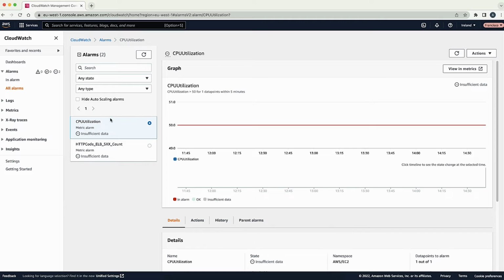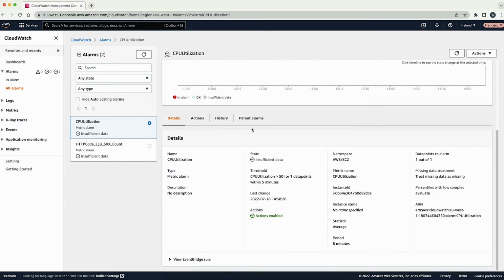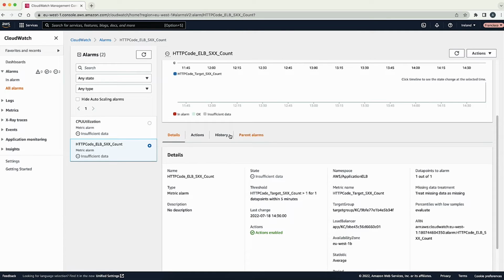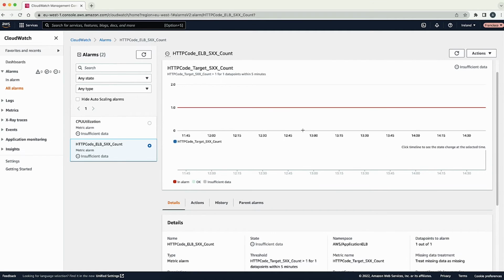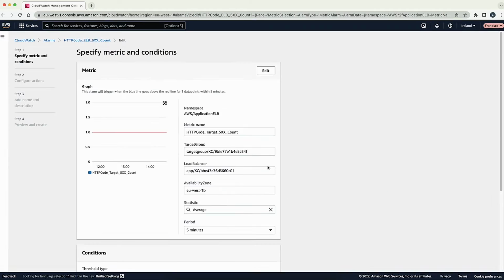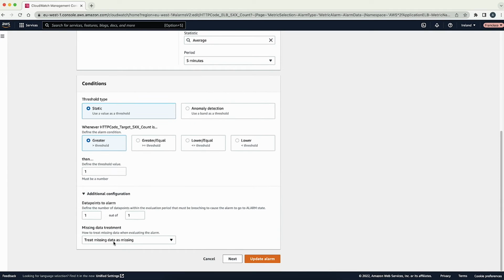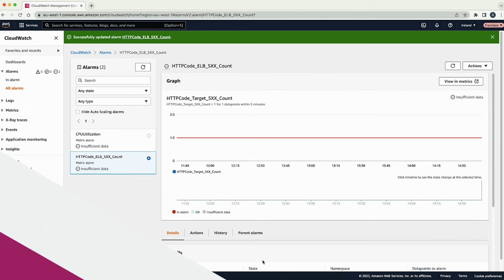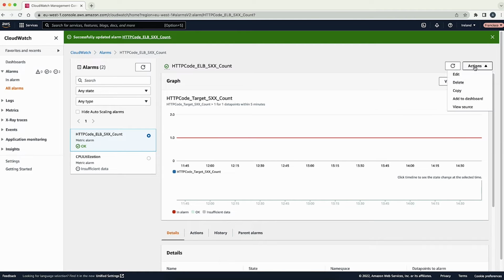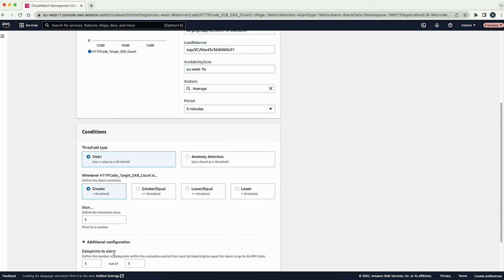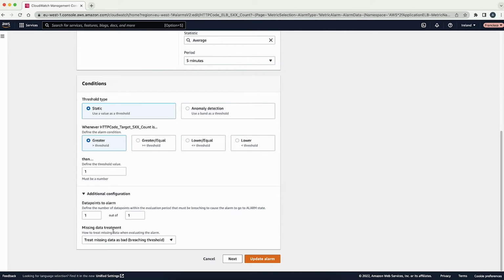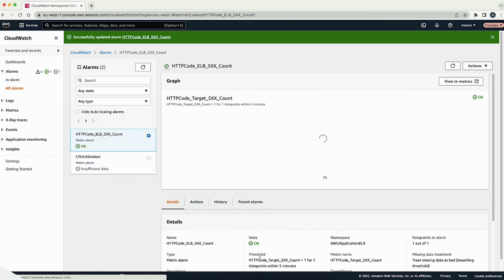I have the default CPU utilization metric of my Amazon Elastic Compute Cloud instance as an example of a period-driven metric, and the HTTP code ELB 5XX count metric for an application load balancer as an example of an event-driven metric. If I configure treat missing data points as not breaching, then the alarm state is forcibly updated to OK. The same logic applies to setting treat missing data points as breaching. Changing this value flips its state to alarm.